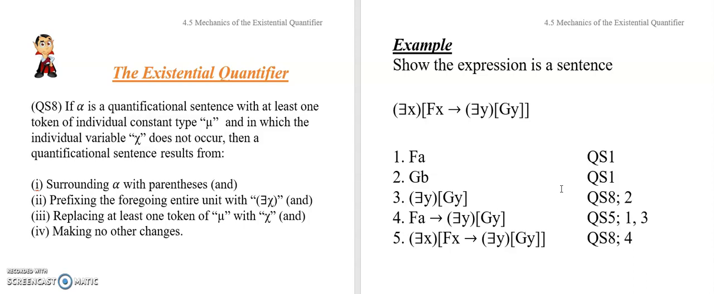This is video 4.5b. We left off looking at this problem and we figured out how to show that it is in fact a quantificational sentence. Now, I want to make an important point here, which is pretty simple: you're not restricted to just using QS8 or QS7. That is, you don't have to only introduce existential quantifiers or only introduce universal quantifiers. You can introduce both. So, for example, you could obtain an expression like this, all right?